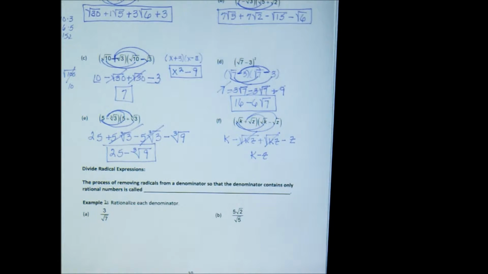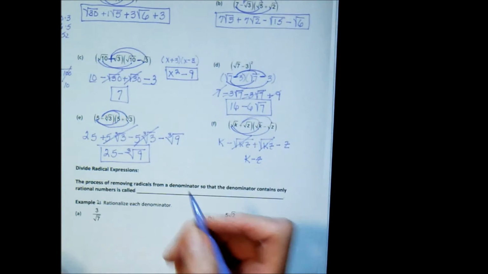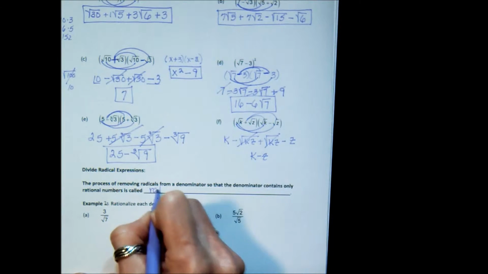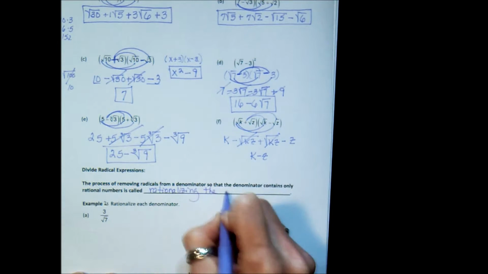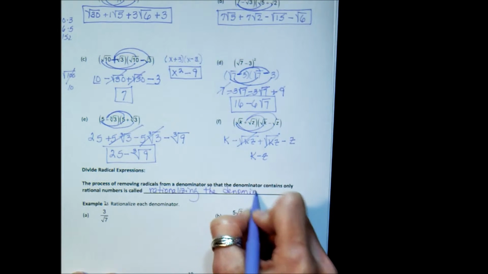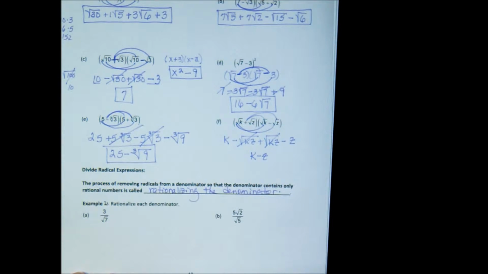Let's look at dividing. Dividing is a little odd because there's a rule that says it is not considered simplified if you still have a radical sign in the denominator. It's okay to have one in the numerator, but not in the denominator. So the process of removing the radicals from the denominator so that the denominator contains only rational numbers is called rationalizing the denominator.